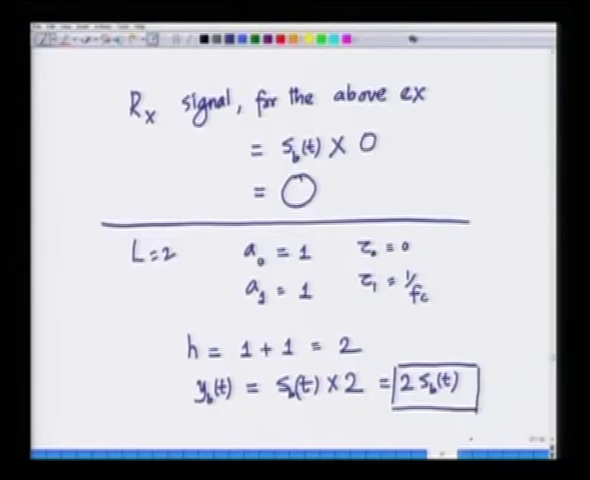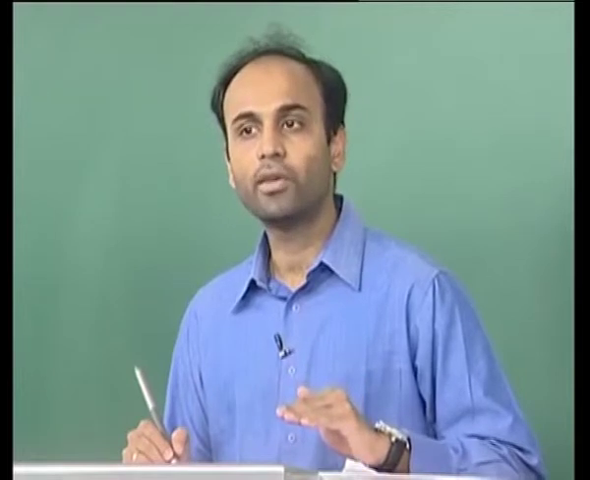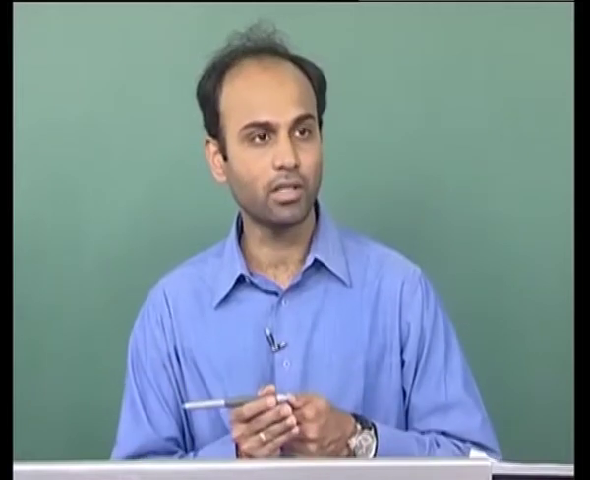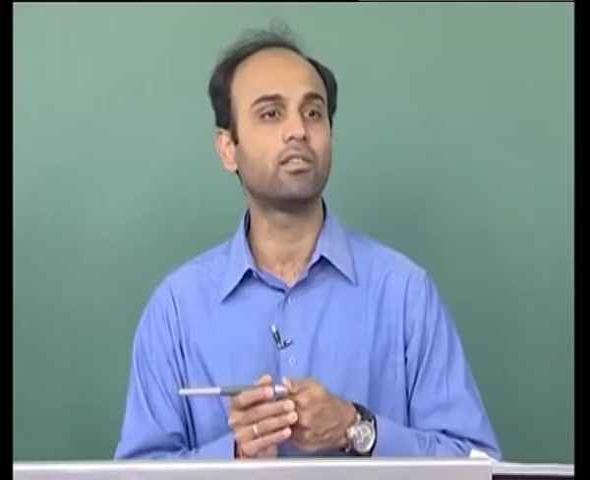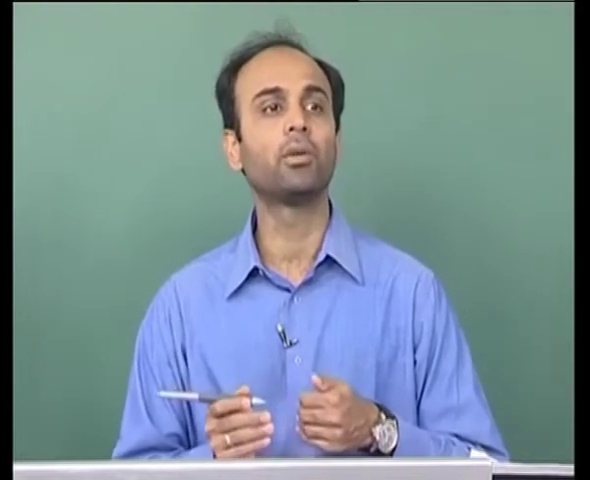So, what have we observed so far? What we have observed essentially is that if one of the paths is delayed 1 over 2 Fc compared to the other path, then the total received signal is 0 because they cancel out each other. If one of the paths is delayed 1 over Fc relative to the other, then they add up constructively, hence the total received signal is twice Sb of t, that is twice in amplitude, hence it is 4 times in power. And for all values of delay between 1 over 2 Fc and 1 over Fc, the signal amplitude varies between 0 and twice Sb of t.